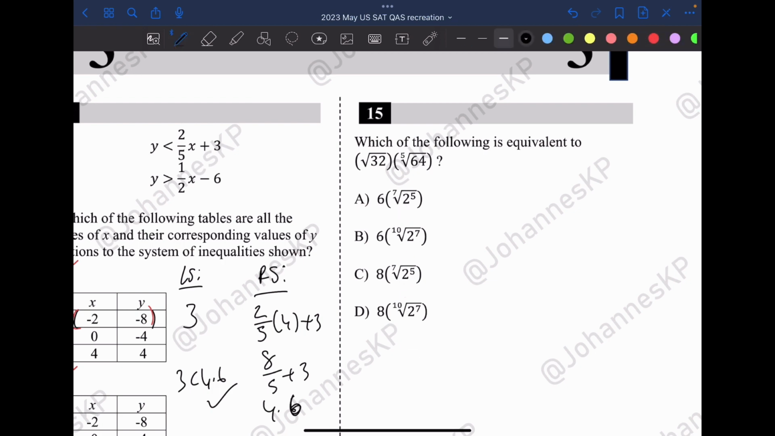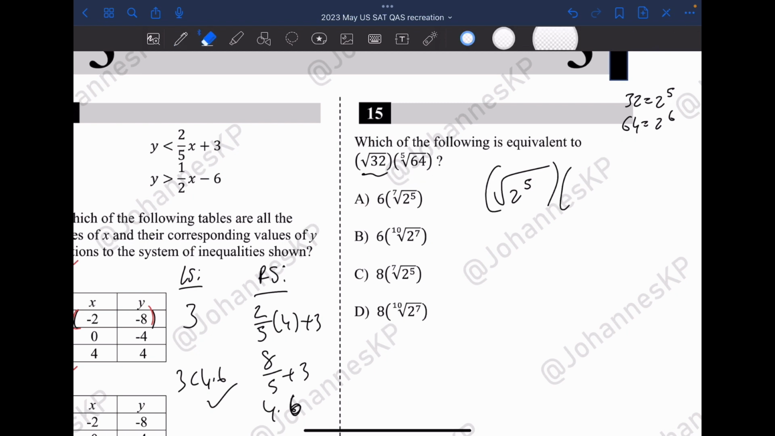So instead of root 32, we know that 32 is equal to 2 to the power of 5, and 64 is equal to 2 to the power of 6. So instead of root 32, we would have root of 2 to the power of 5. And then instead of the 5th root of 64, we would have the 5th root of 2 to the power of 6. Okay, that's what we have so far.